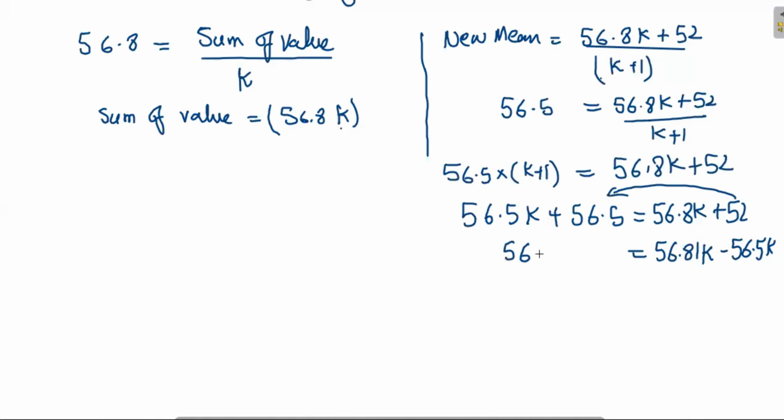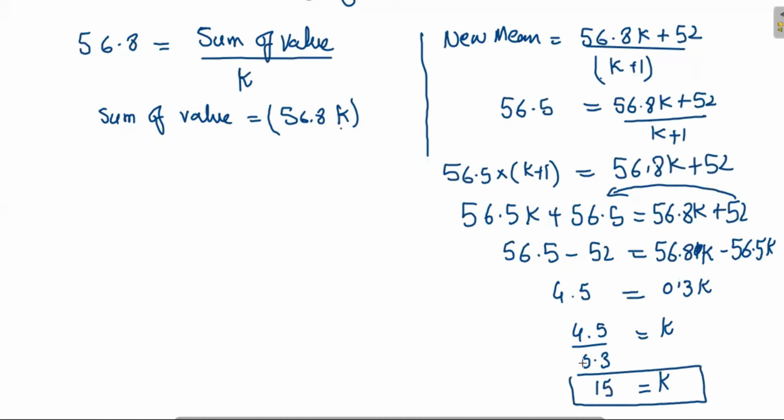That value 56.5 minus 52. Now the answer will be equal to 4.5, and this answer is equal to 56.8k minus 56.5k. This is it. Now that's value 0.3k. Now next is the k will be equal to 4.5 over 0.3. 4.5 divided by 0.3, you get 15 is the answer.